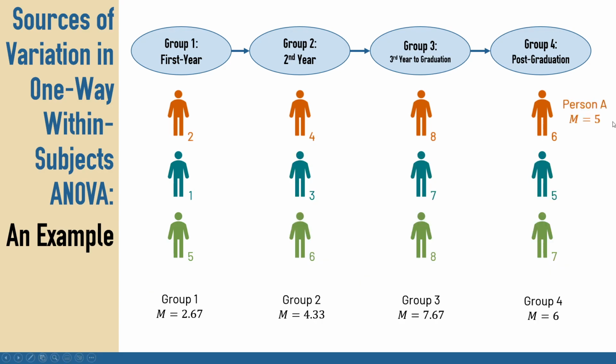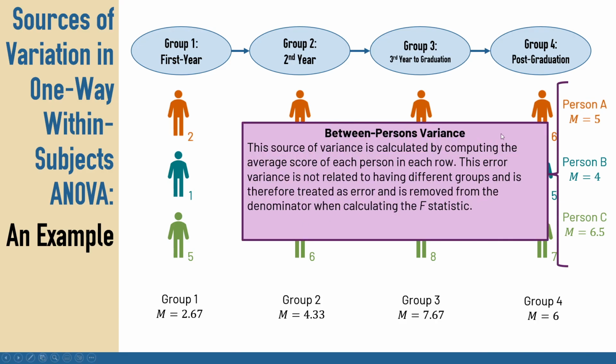And then we can also calculate means here on the right. We can calculate means for each person or each subject. You can see person C rated the highest sense of belonging, and this person started out highest, so it kind of makes sense, just in our basic observation of the data. This is an example of between persons variance. Whereas previously we were looking at the overall groups, so everyone in their first year compared to everyone in their second year, and so on, now we're looking at this person throughout their time here compared to this person throughout their time here.